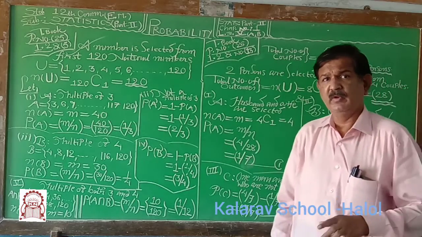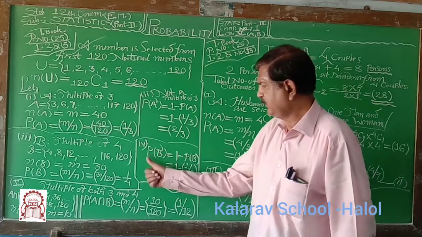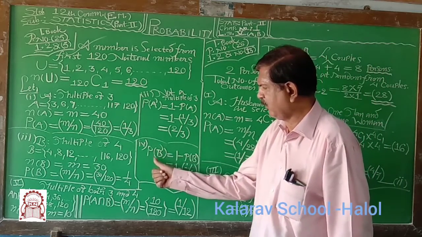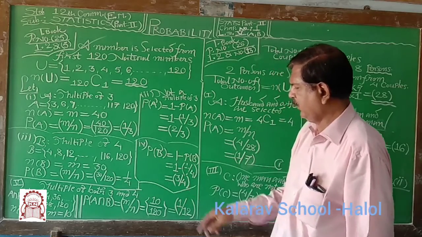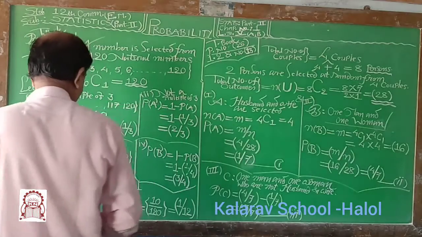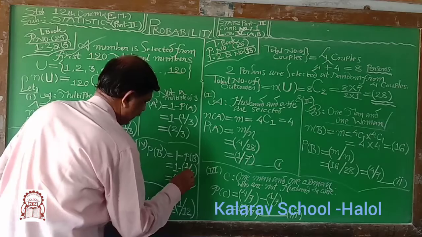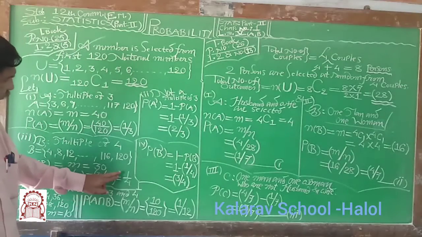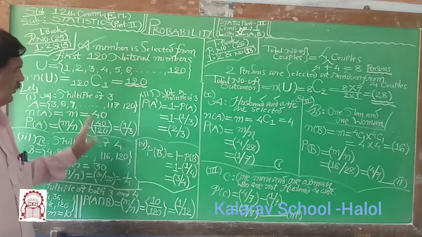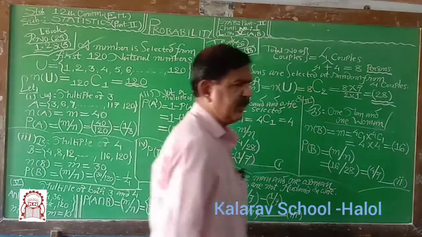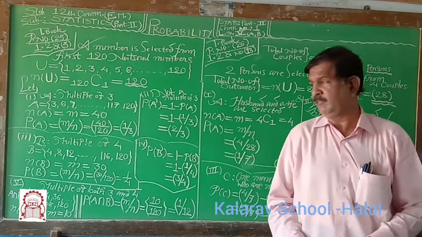And next, fourth event, not a multiple of 4. It means probability of B dash, probability of B complement, is 1 minus probability of B, 1 minus 1 upon 4, which is 3 by 4. Because probability of B is 1 by 4, if you subtract it from 1, then it will be 3 by 4. Answers 1, 2, 3, 4.